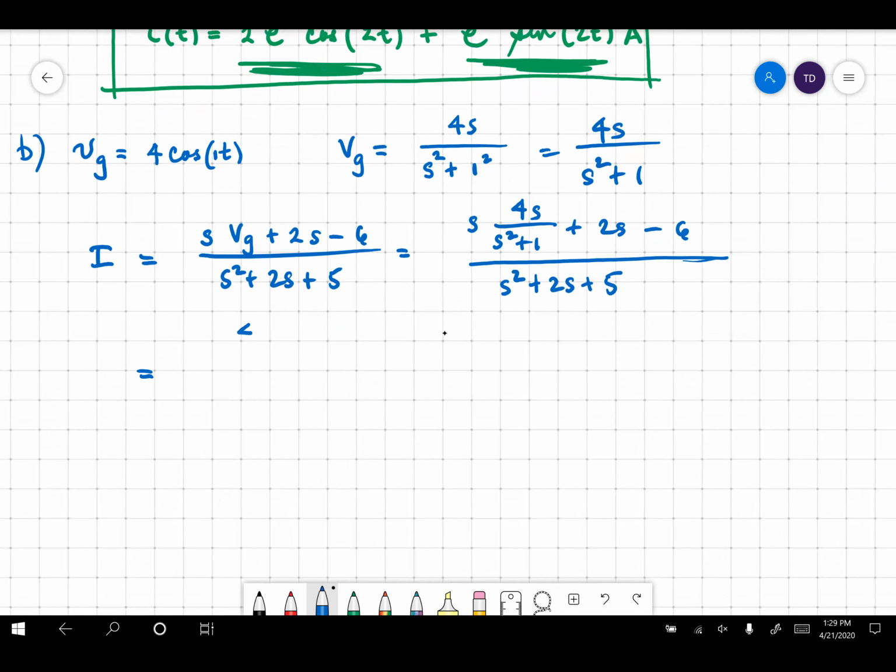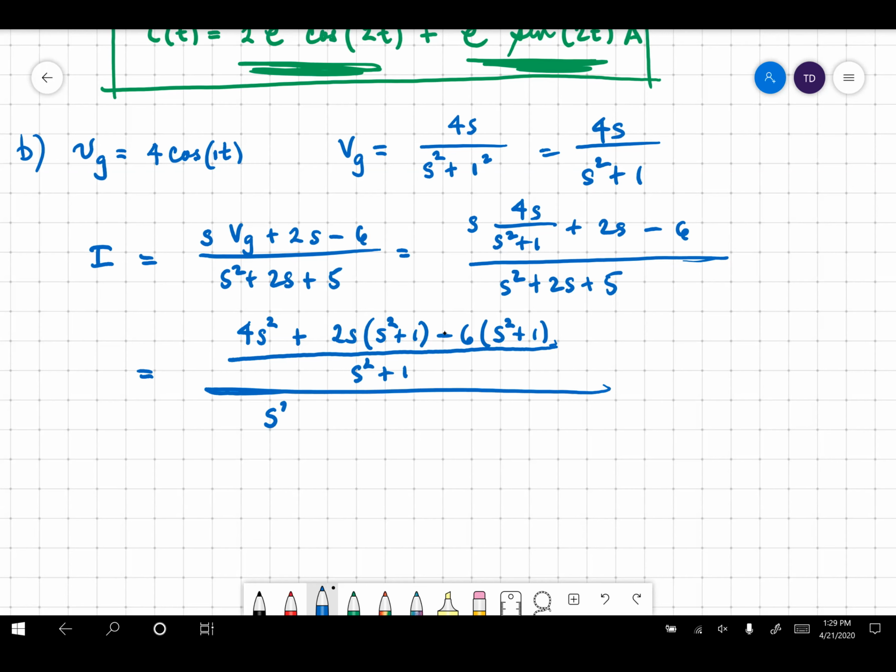So I have 4S squared plus 2S times S squared plus 1 minus 6 times S squared plus 1. All I'm doing is forming a common denominator in the numerator, all over S squared plus 1, and then all of that is all over S squared plus 2S plus 5. I think we know what's going to happen in the denominator. We end up with S squared plus 1 times S squared plus 2S plus 5.